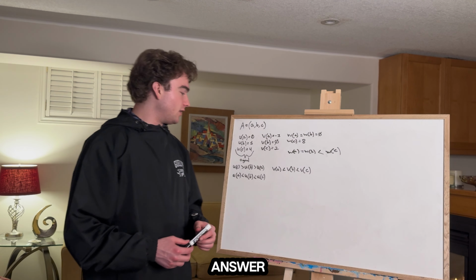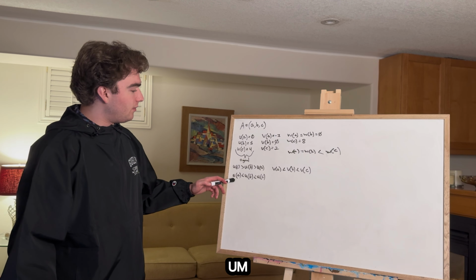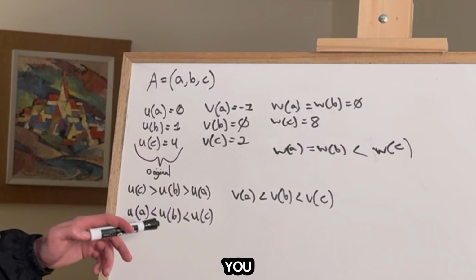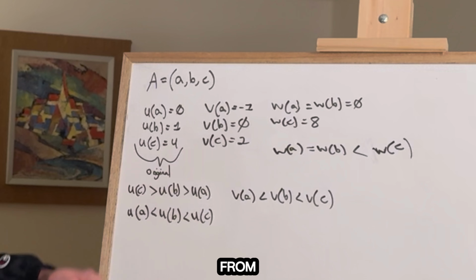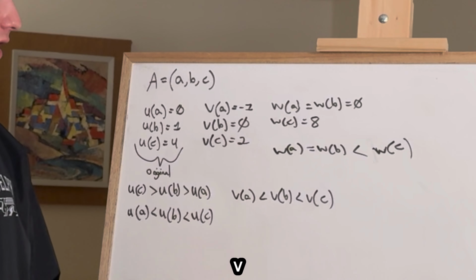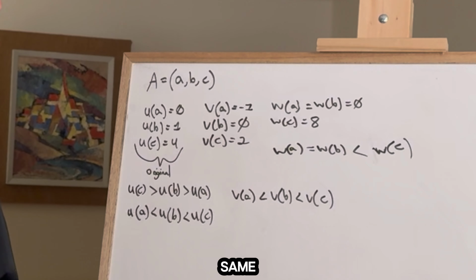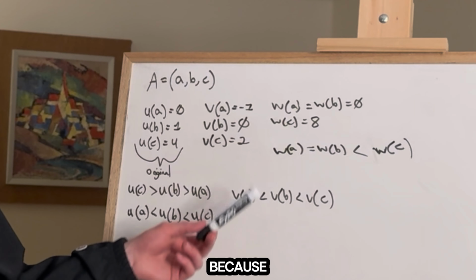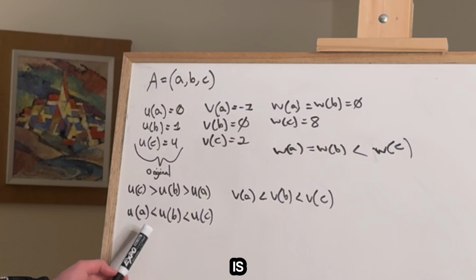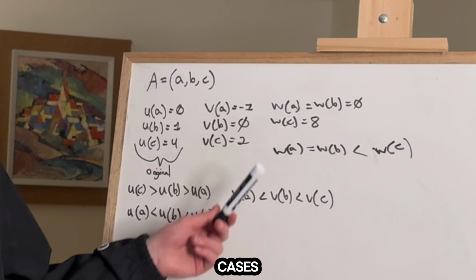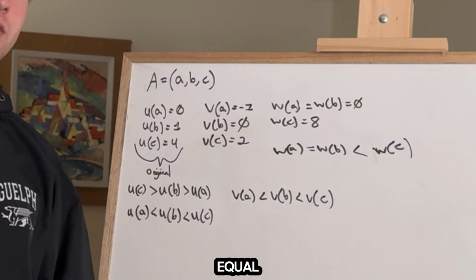And that's your answer. Your answer is utility U. The story derived from utility U is the same as utility V, but is not the same as utility W. Because in utility U and V, A is smaller than B in both cases, whereas with W, A is equal to B. Okay?